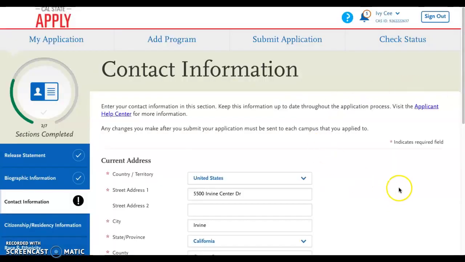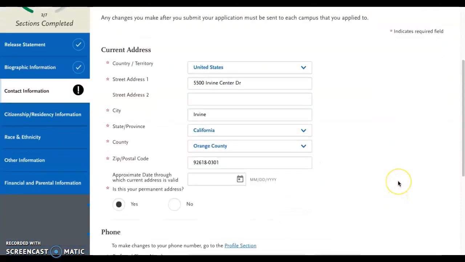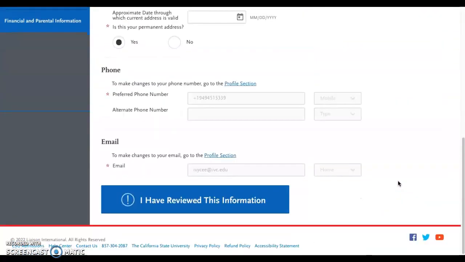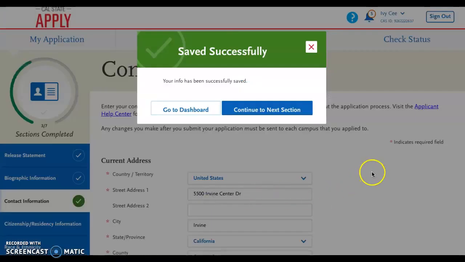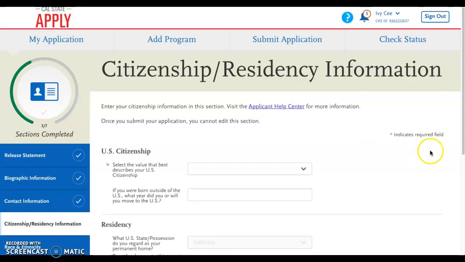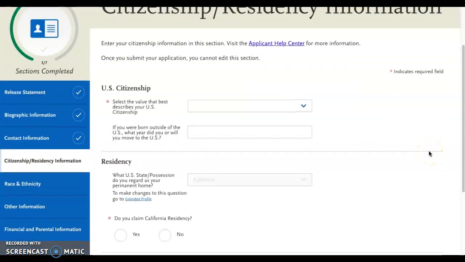Next, you will be asked to provide your contact information, including your address, your telephone number, and your email address that you already provided previously. Then you will be asked to provide your citizenship and residency information.